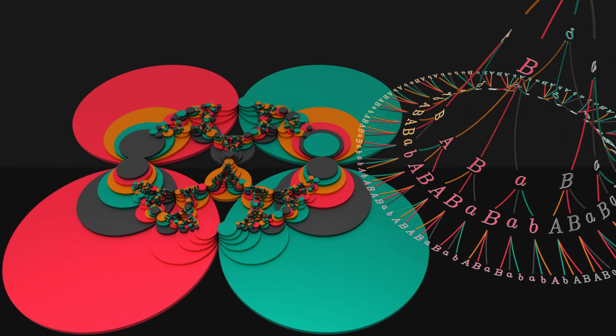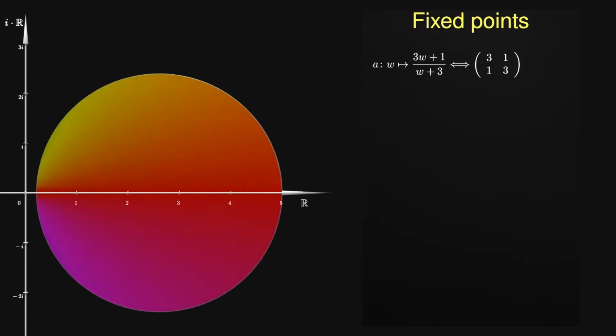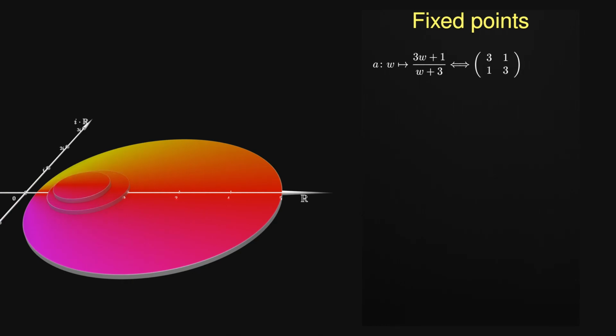Please note that it appears to be very tedious to shrink all these disks to zero size. Some of them seem to decrease only very slowly. In fact, there is an easier way to locate all the points of the limit set. Therefore, we need to return to the fixed points of the Möbius transformations. We have seen that these fixed points can be calculated.